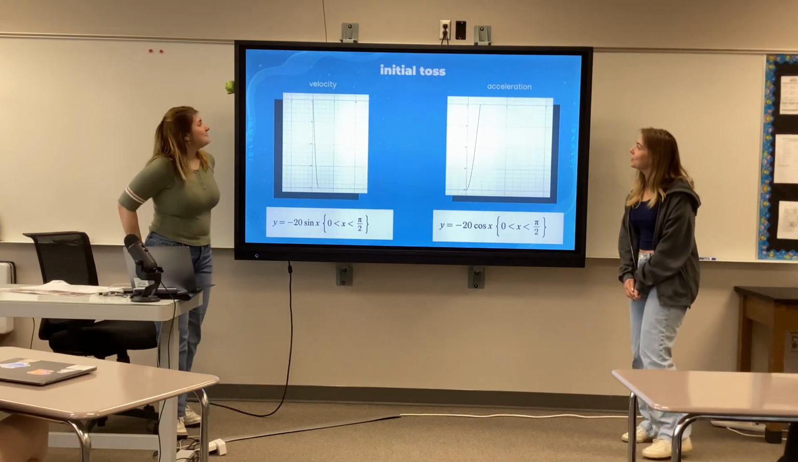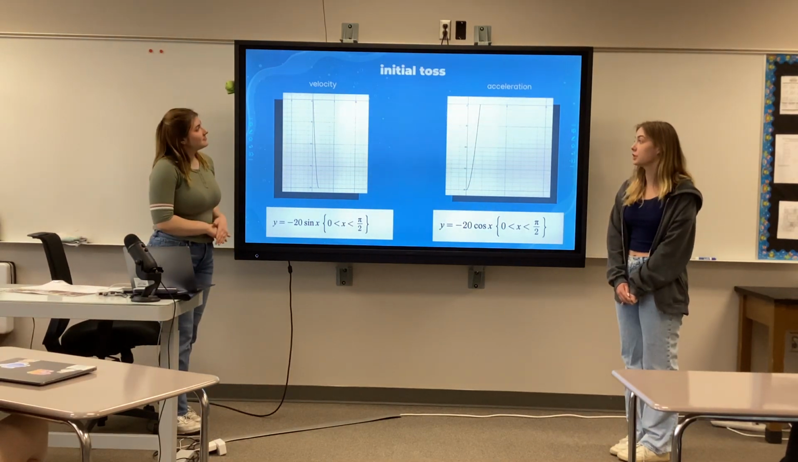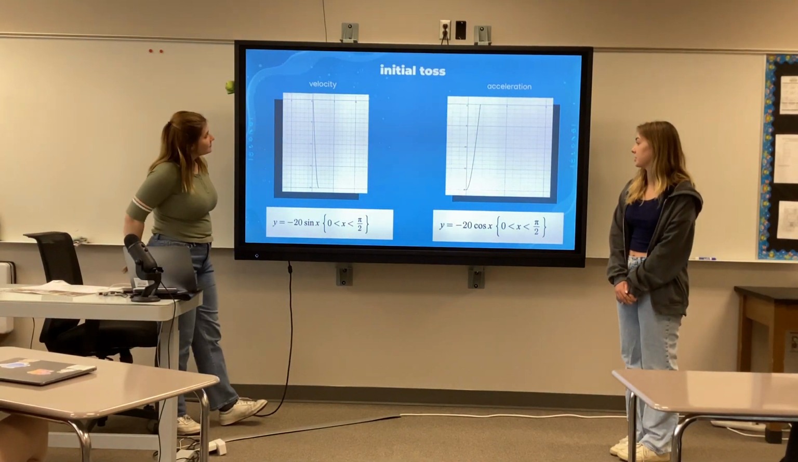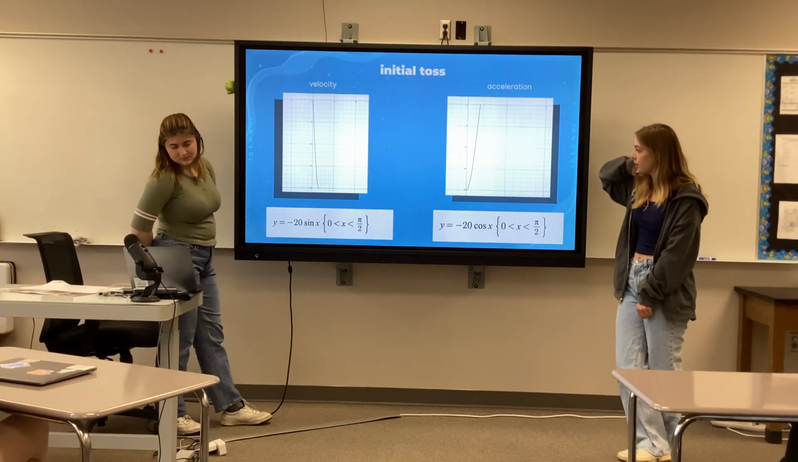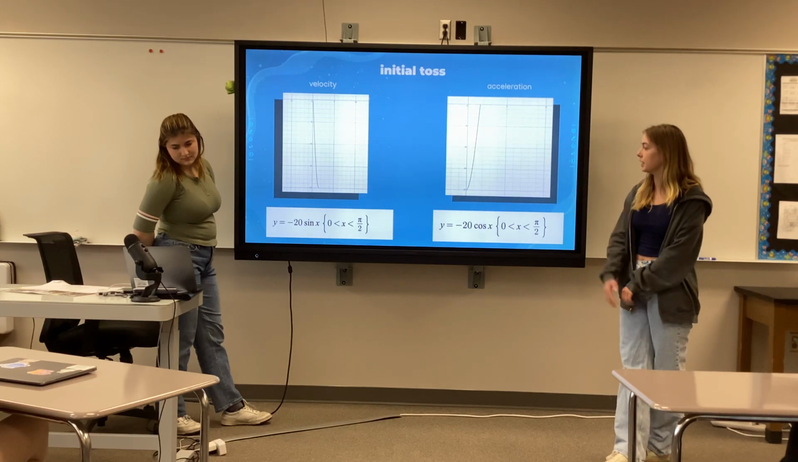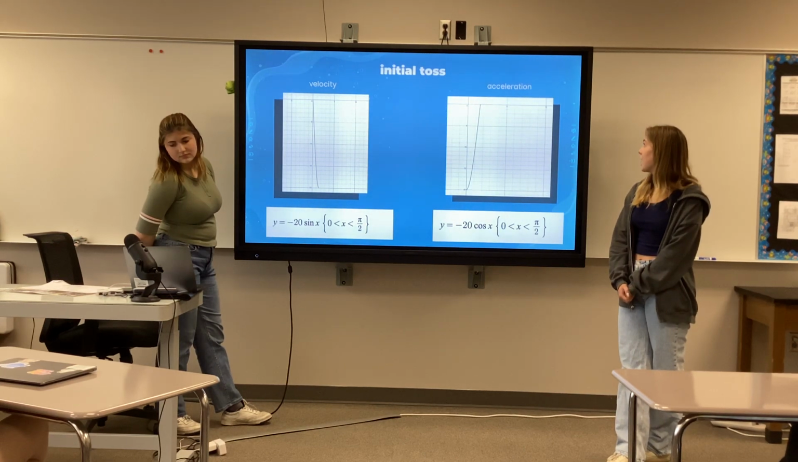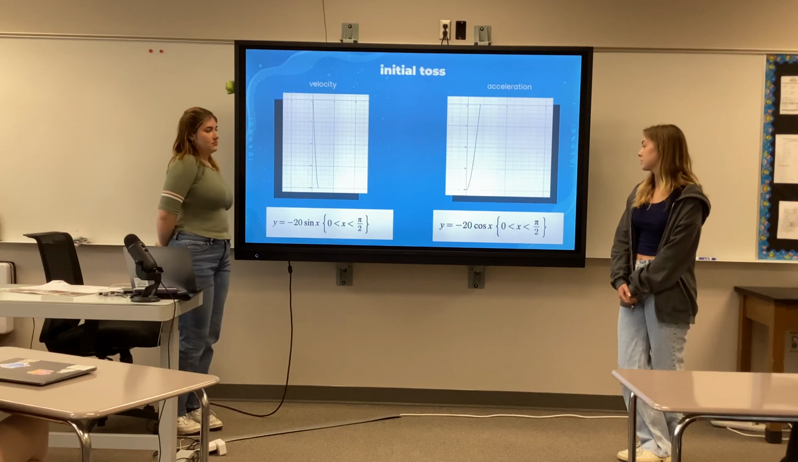Okay, so then we took the second derivatives of each of our piecewise functions and got the acceleration, and then we graphed it to get the acceleration graph. So the velocity would be negative 20 times sine x, and the acceleration for that is negative 20 times cosine x.